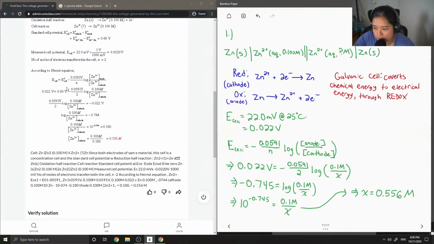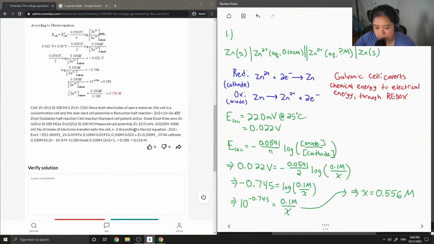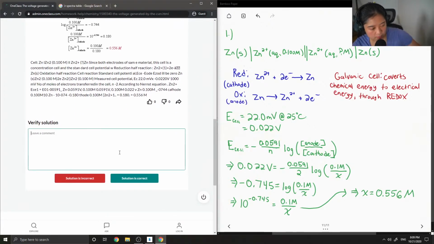And then they have the same equation, so this is the Nernst equation, which I forgot to mention. And then they have 0.022 is equal to negative 0.0591 over 2 times log of the concentration of the anode over the cathode. And then they simplified it as well and then got 0.556 moles per liter. So this solution is correct.